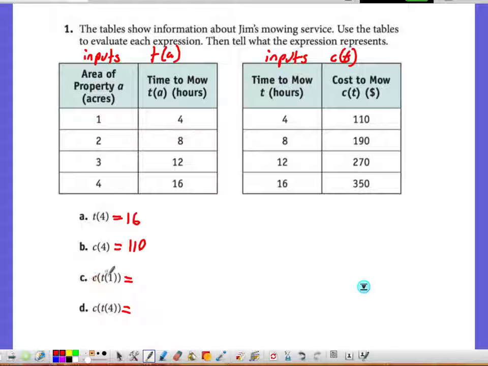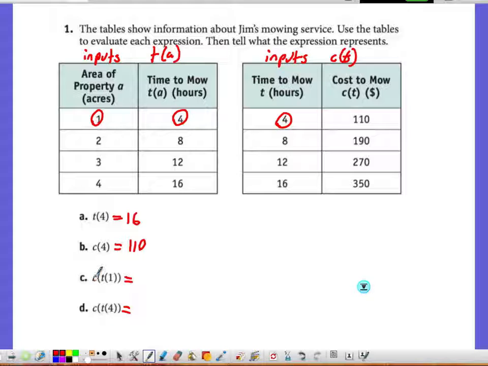What about c of t of 1? Well, the first thing you want to do is begin with the inner function, which is t of 1. So we're going here. Here's my input of 1, which gives me 4 hours. So to mow 1 acre, it takes me 4 hours. Now I'm going to take those 4 hours, which are right here, and find what the cost is, because in the end I want to find what c is.